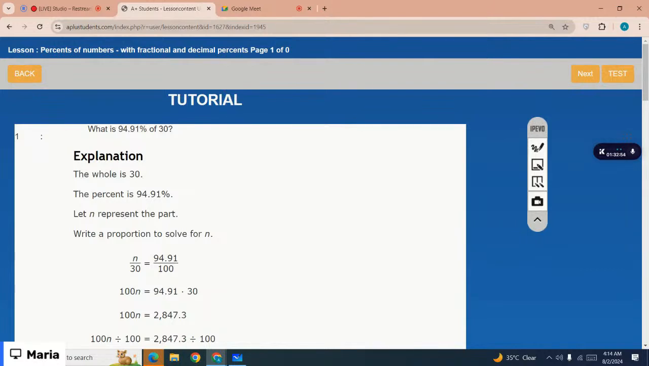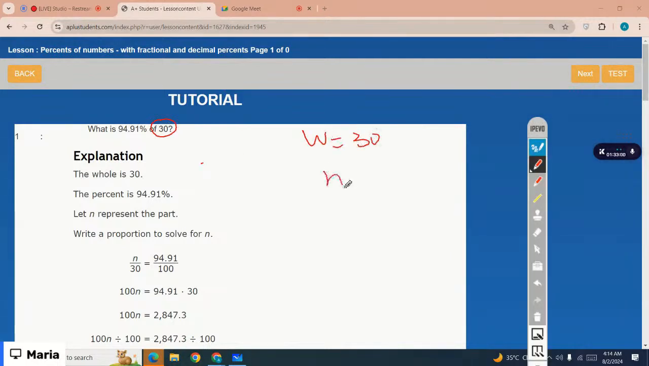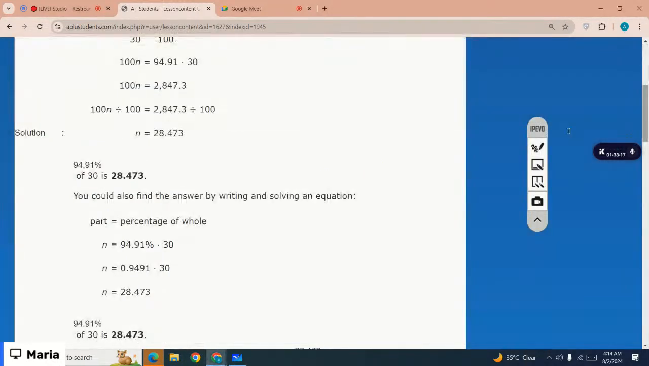So you are actually given the whole number, that is 30. You have to find n, the part of the whole number, right? So you are given 94.91%. So that is n over 30 equals 94.91 over 100. Solving for n, that is 28.470. Okay, let's just start the test questions.